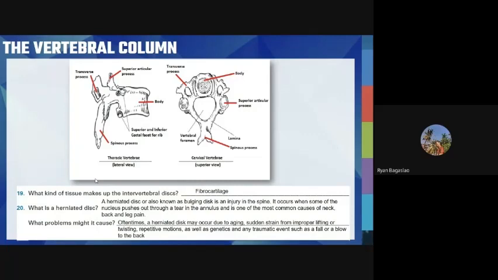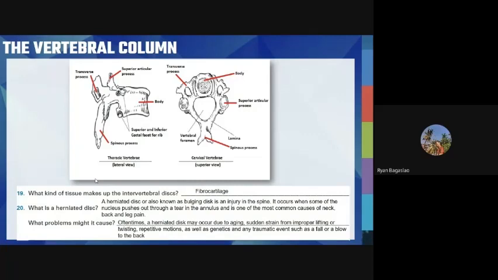So what is a herniated disc? A herniated disc, also known as a bulging disc, is an injury in the spine. It occurs when some of the nucleus pushes out through a tear and causes the annulus to tear, which is one of the most common causes of neck, back, and leg pain.